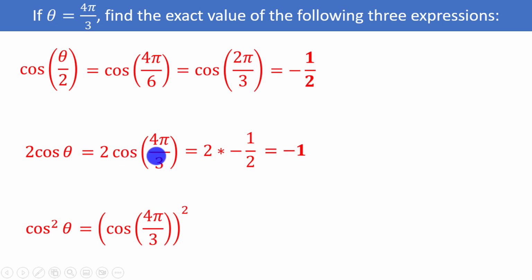Well, we already know from the previous problem that cosine of 4 pi over 3 is negative 1/2, so all we have to do is take negative 1/2 squared. Squaring both the numerator and denominator, we will get 1/4. Cosine squared of theta is just equal to 1 over 4.